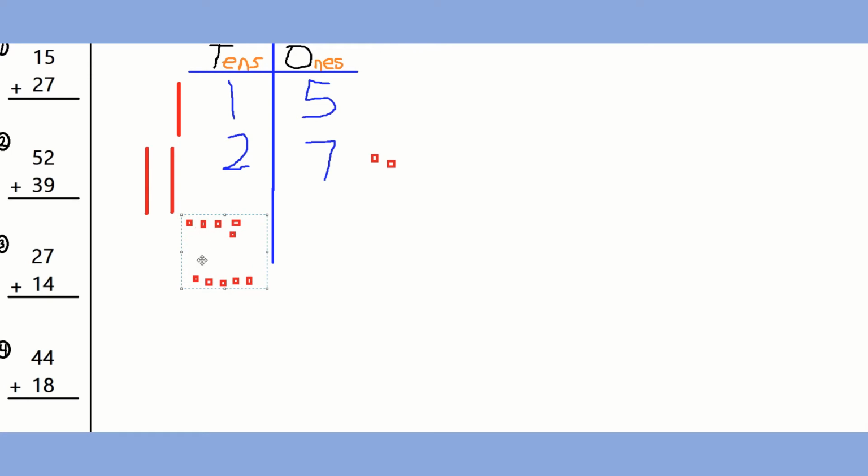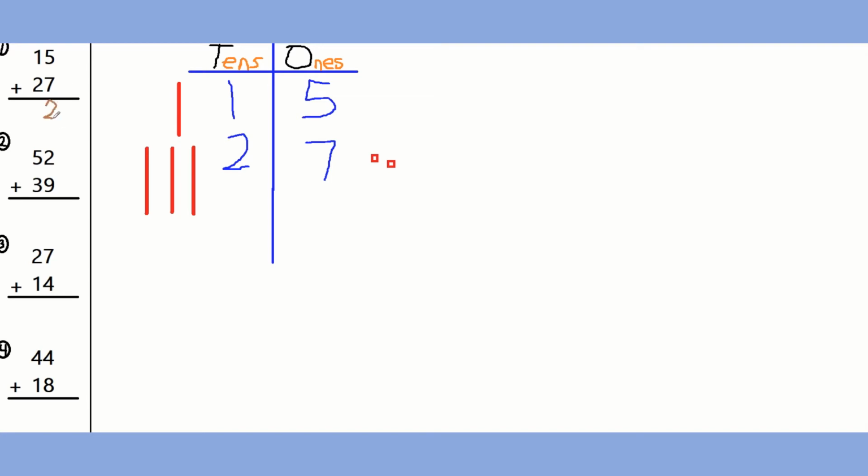So now this is 1 ten. And you know what we can do? We can take it and put it all together so that we can replace it with another ten. So we moved it from here and we put it here because it was 10. So we took 10 blocks and put it together over here in our tens column. So now all we need to do is count how many ones we have. 2. We have 2 ones.